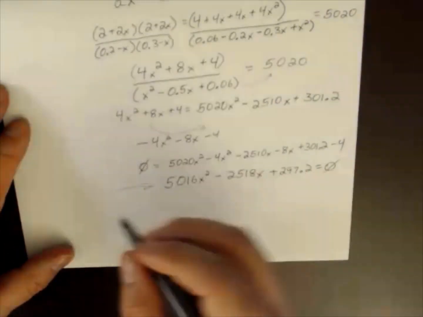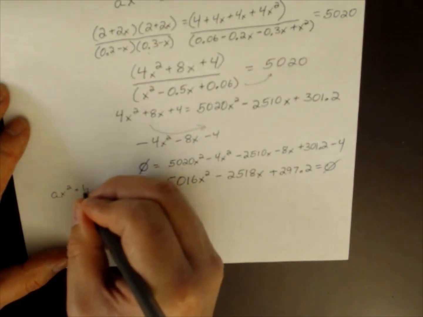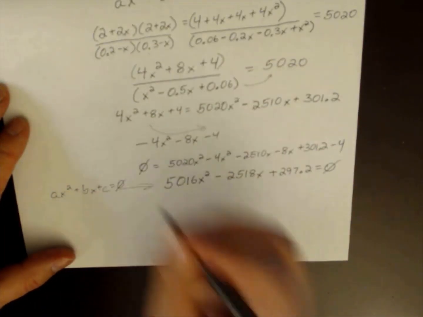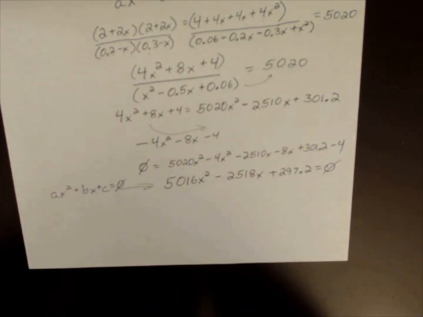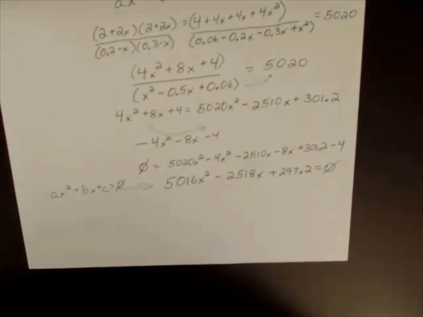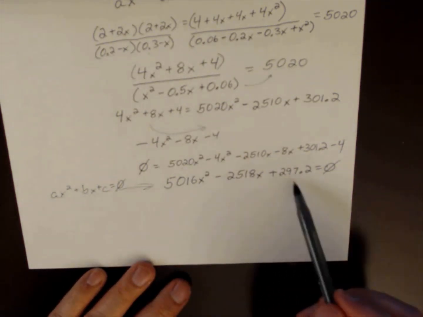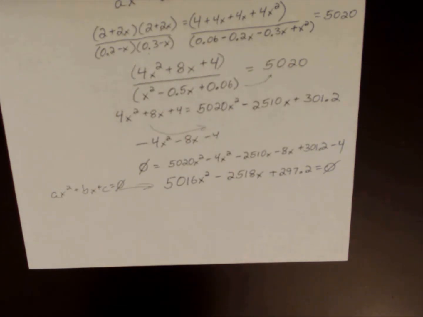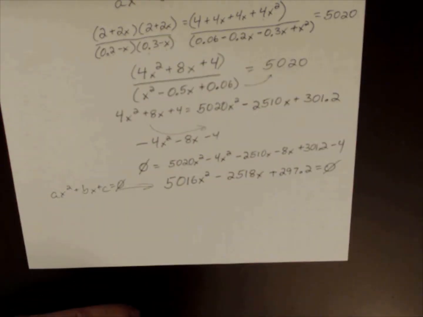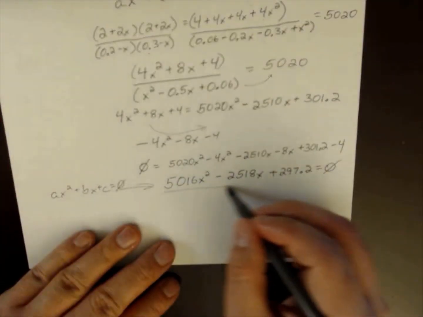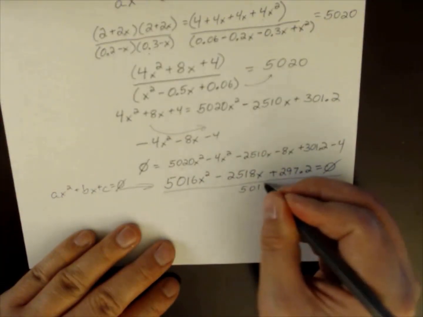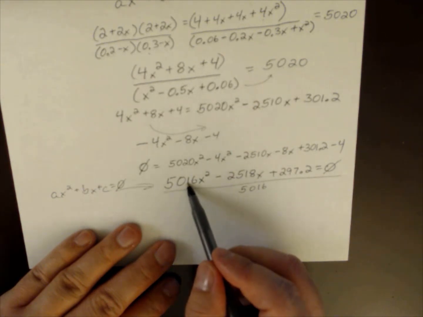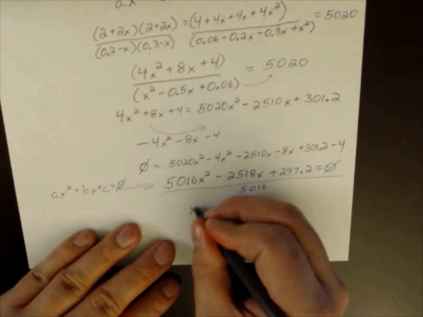This is similar to the quadratic equation, ax squared plus bx plus c equals 0. Now we could go ahead and plug this in to find x, but I'm going to give you one tip. Notice these are really big numbers, and once I get to the next step, that actually makes life more difficult. So I'm just going to divide this whole thing by 5,016. So 5,016 x squared over 5,016 just gives me x squared.